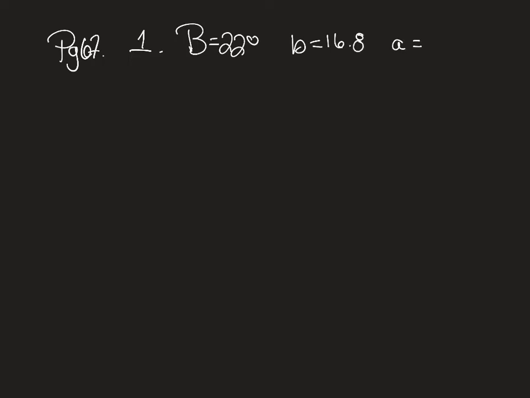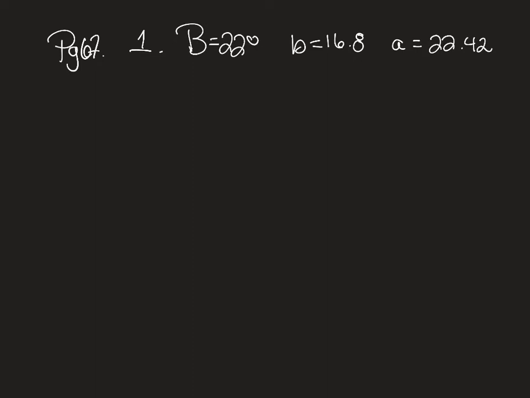Okay, so on page 67, we're going to start the exact same way. First, we have to determine how many triangles we can make, so that we have a game plan on what we need to do. On page 67, number 1 says that big B, the angle B, is equal to 22 degrees, and that little b equals 16.8, and that little a is going to equal 22.42.